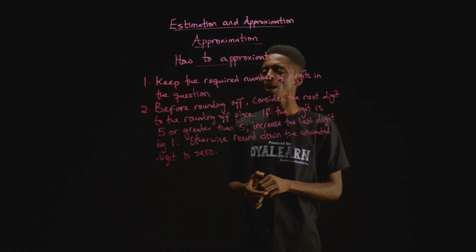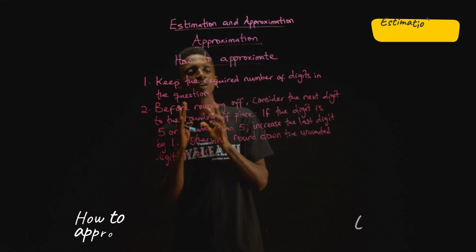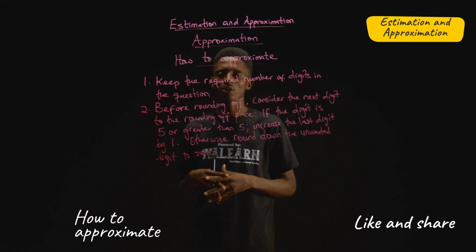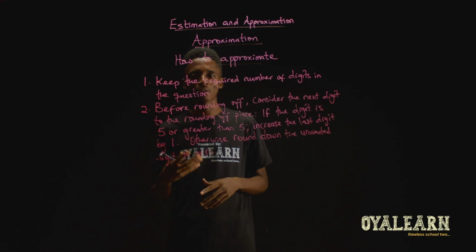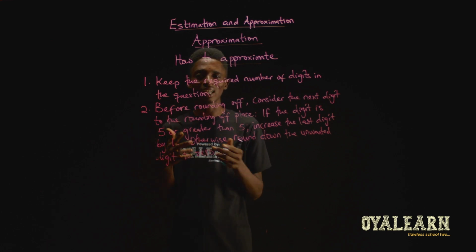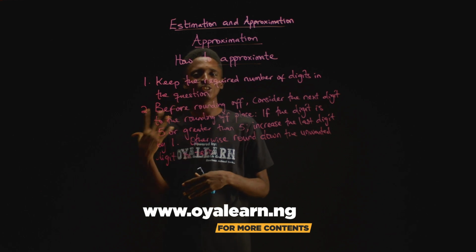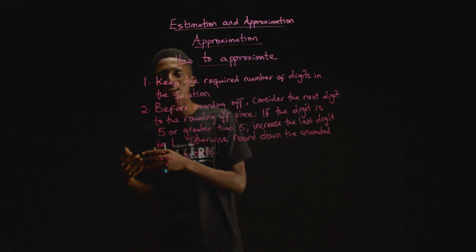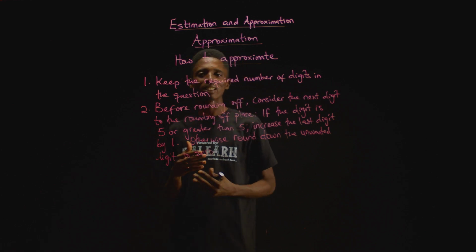If you're asked to approximate a certain number, you have to keep the required amount of digits. For example, if you're rounding off to 2 significant figures, or 3 significant figures, you have to ensure that the amount of digits required in that question is kept. So if it is 2 significant figures, you have to keep the first 2 non-zeros. Now, every other digit that follows is either rounded down or rounded up.